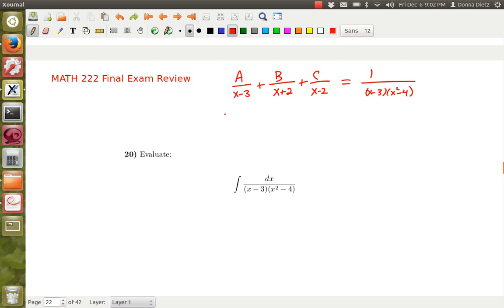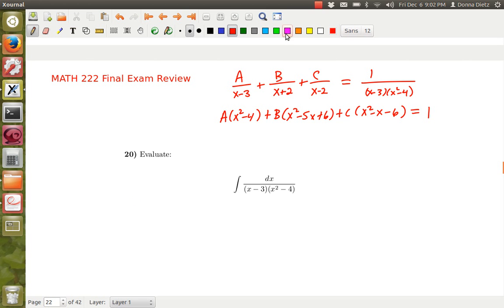So you end up with A times x squared minus 4 plus B times x squared minus 5x plus 6 plus C times x squared minus x minus 6. And that is going to equal 1.